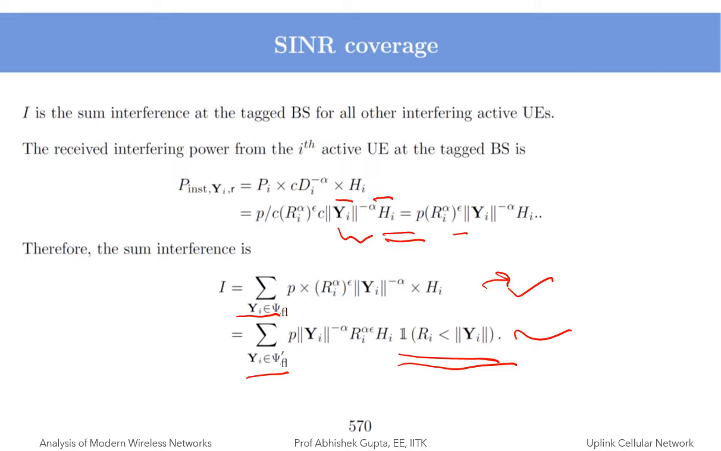Okay, so this was lambda, and this depends on the location, lambda times 1 minus e to the power minus lambda pi di square, and di is nothing but norm of yi.